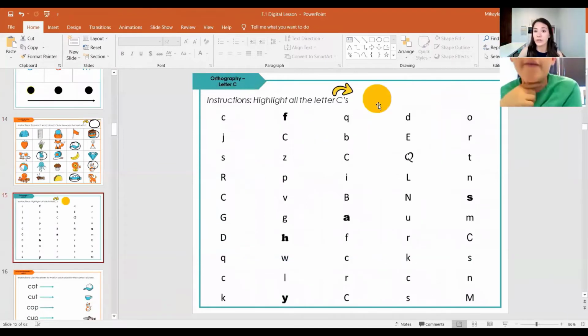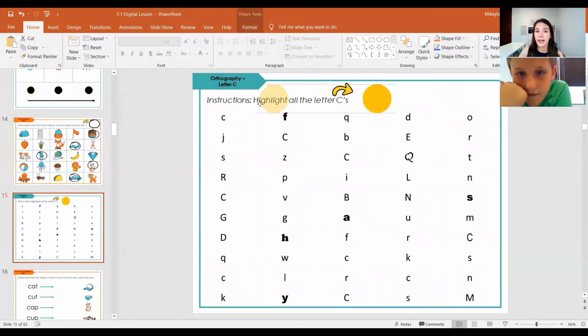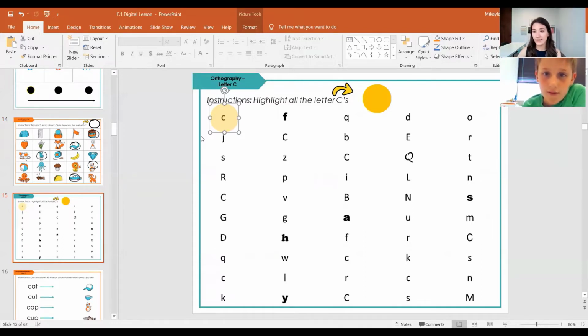I am going to give you screen control, and I want you to highlight by dragging the circle down all of the letter C's. We're going to, again, set the timer for 20 seconds and see how many you can find. Do you have any questions? No. All right, make sure you can move the screen. And you may begin.